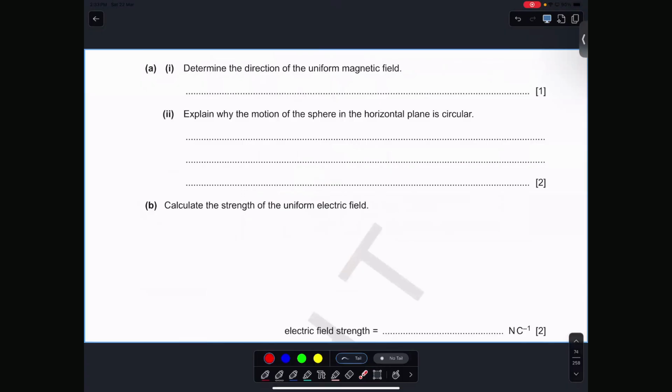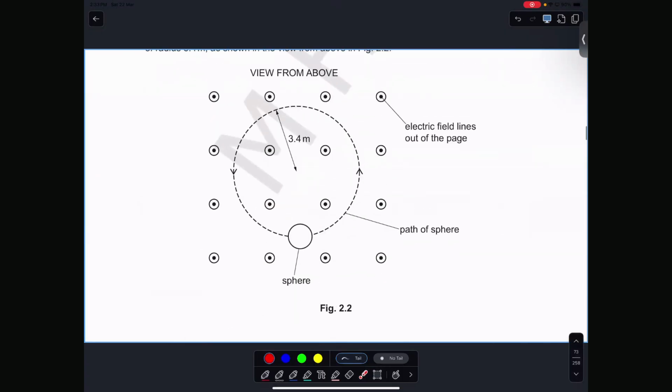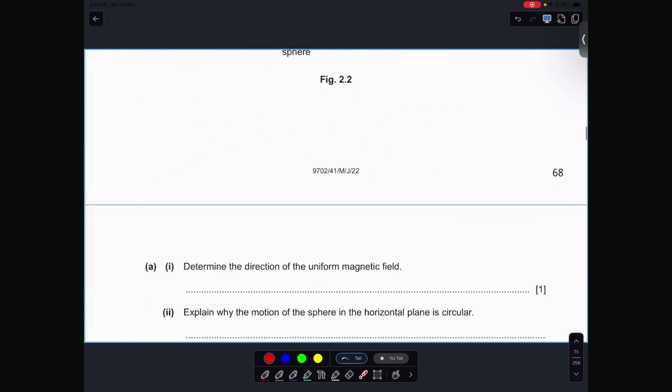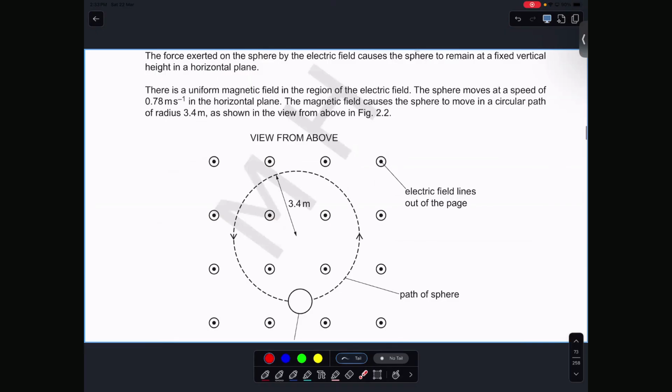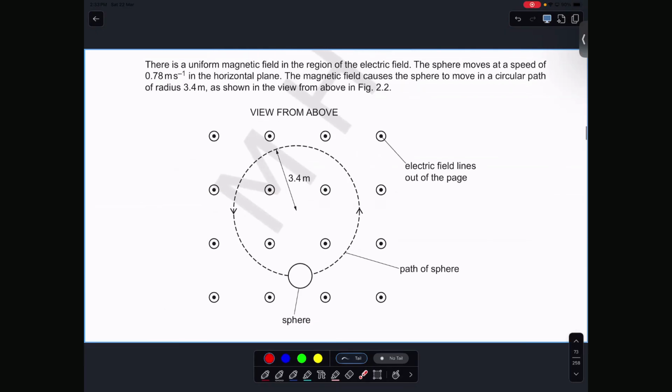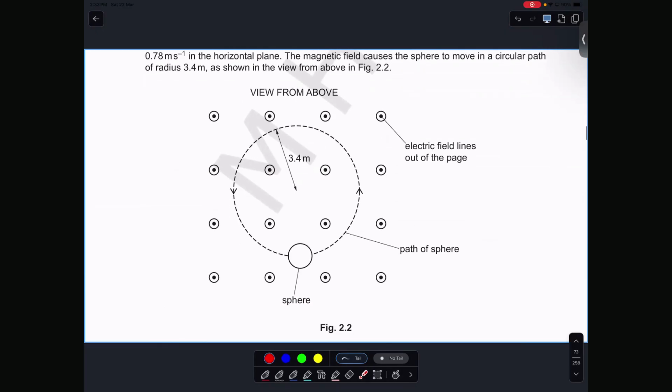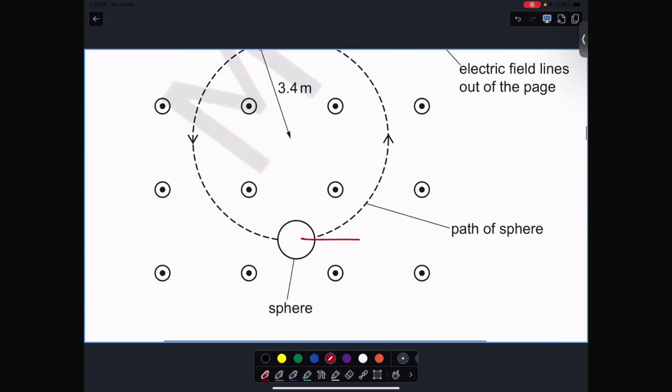Determine the direction of the uniform magnetic field. How do we find this? The particle is going this way, but instead of going straight it bends upwards. So it's going that way.